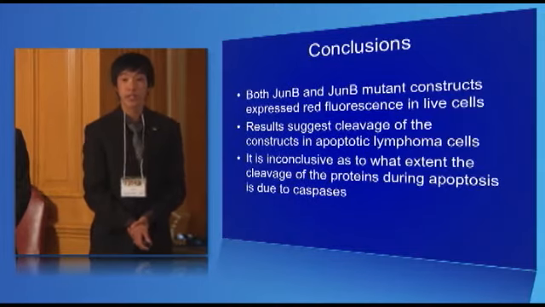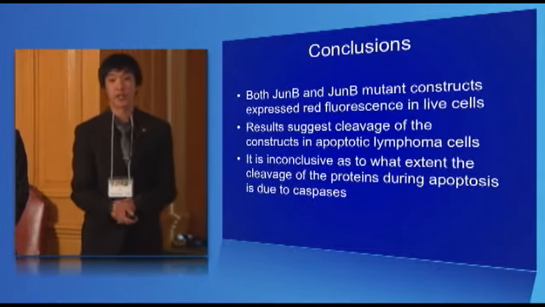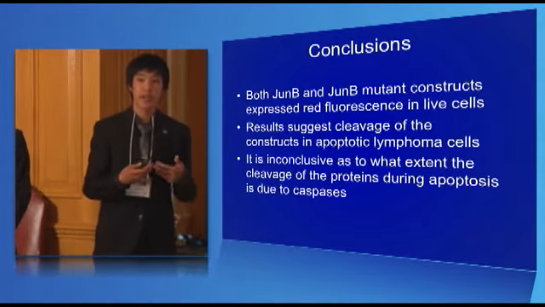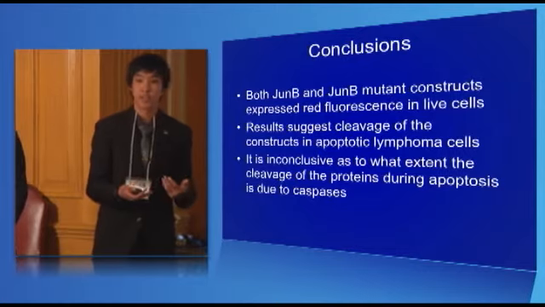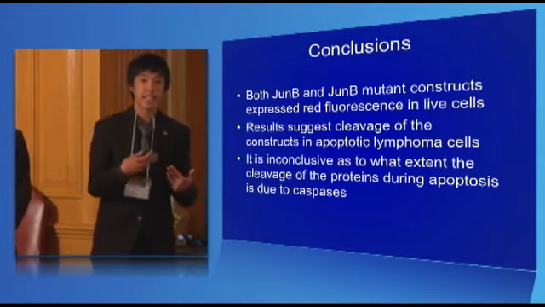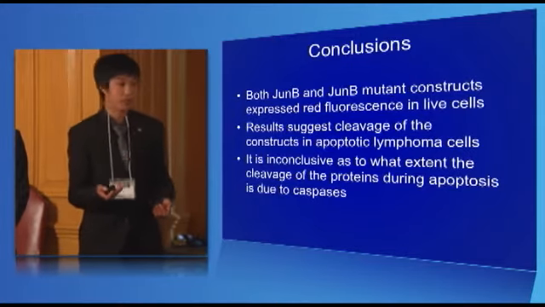So the main conclusion that we can draw from our research is that both the Jun B and the Jun B mutant constructs express this red fluorescence in live cells. This is a really significant finding because it demonstrates the adaptability of our construct, the ability of this technique to be modified and used in various other situations as well.